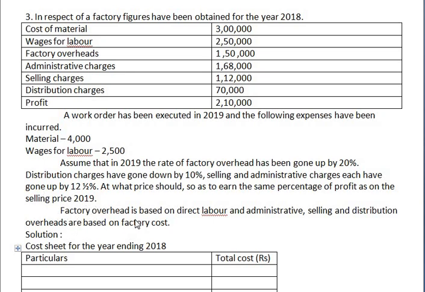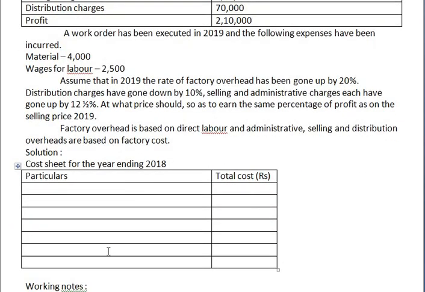Now, factory overhead is based on direct labor, and administrative, selling and distribution overheads are based on factory cost. It means works cost. So first we will prepare the cost sheet for the year 2018, and then we can find out the quotation price. Next, write down: cost sheet for the year ending 2018.